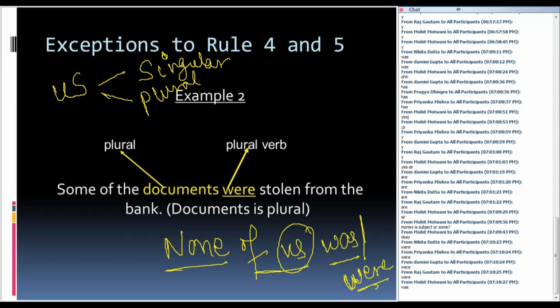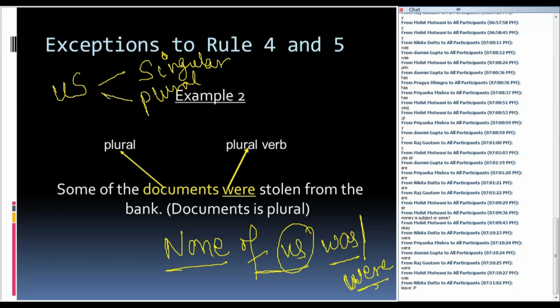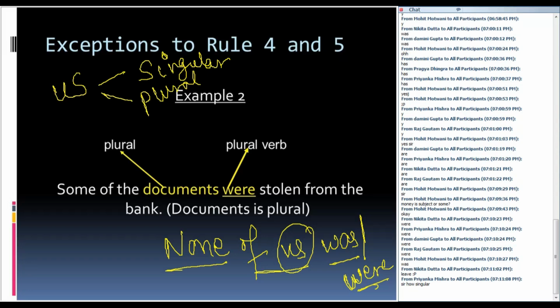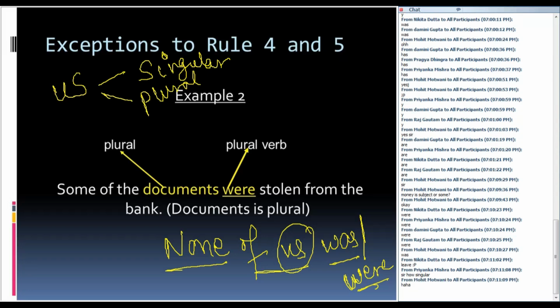Should we mark was or should we mark were? Even though in that particular year in which this question appeared in CAT, leave it to Nikita. I will tell you what to do. There is a general rule that if you are confused whether the subject is singular or plural, there is a 90% chance that the subject is singular.